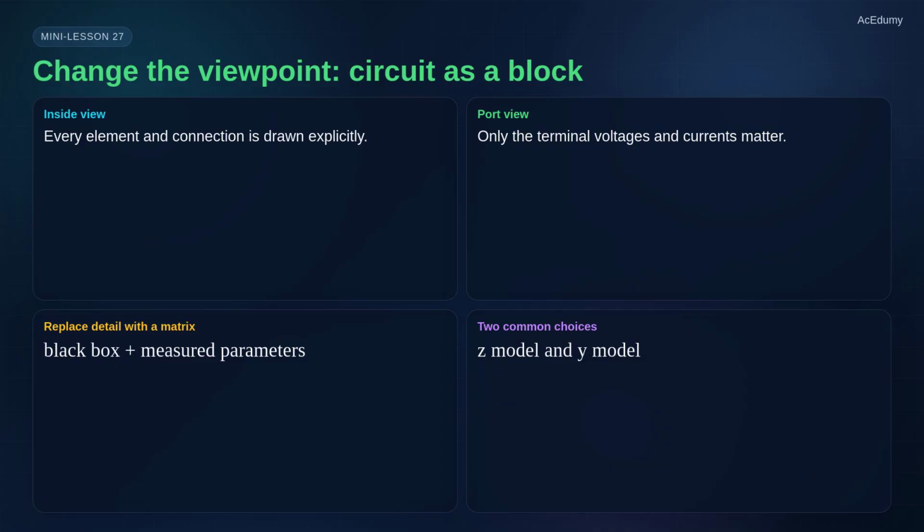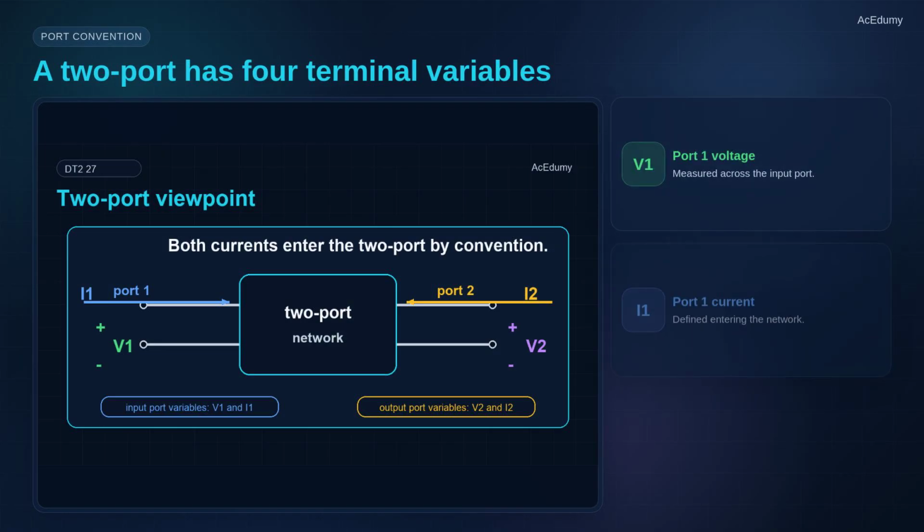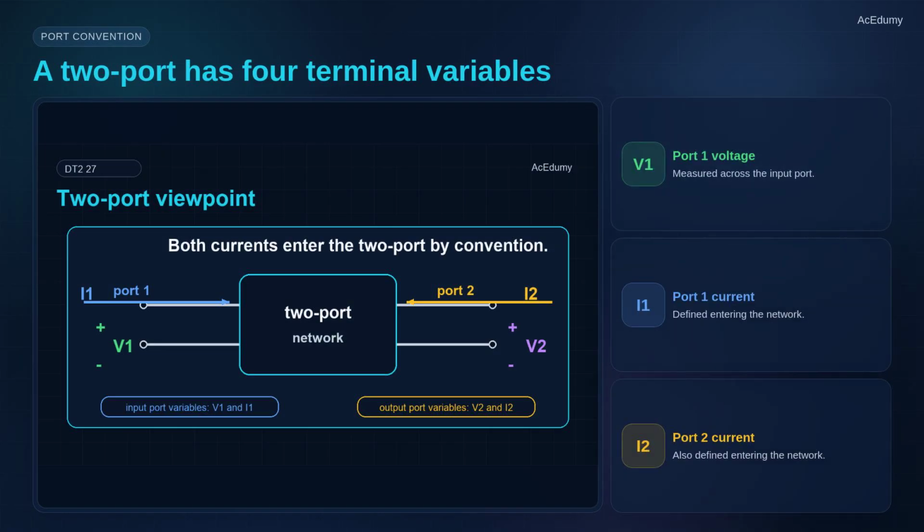of measured parameters. A two-port has four terminal variables, voltage and current at port 1 and voltage and current at port 2. The standard convention is that both currents enter the network. This may feel a little strange at the output port, but it makes the equations symmetric and reusable.